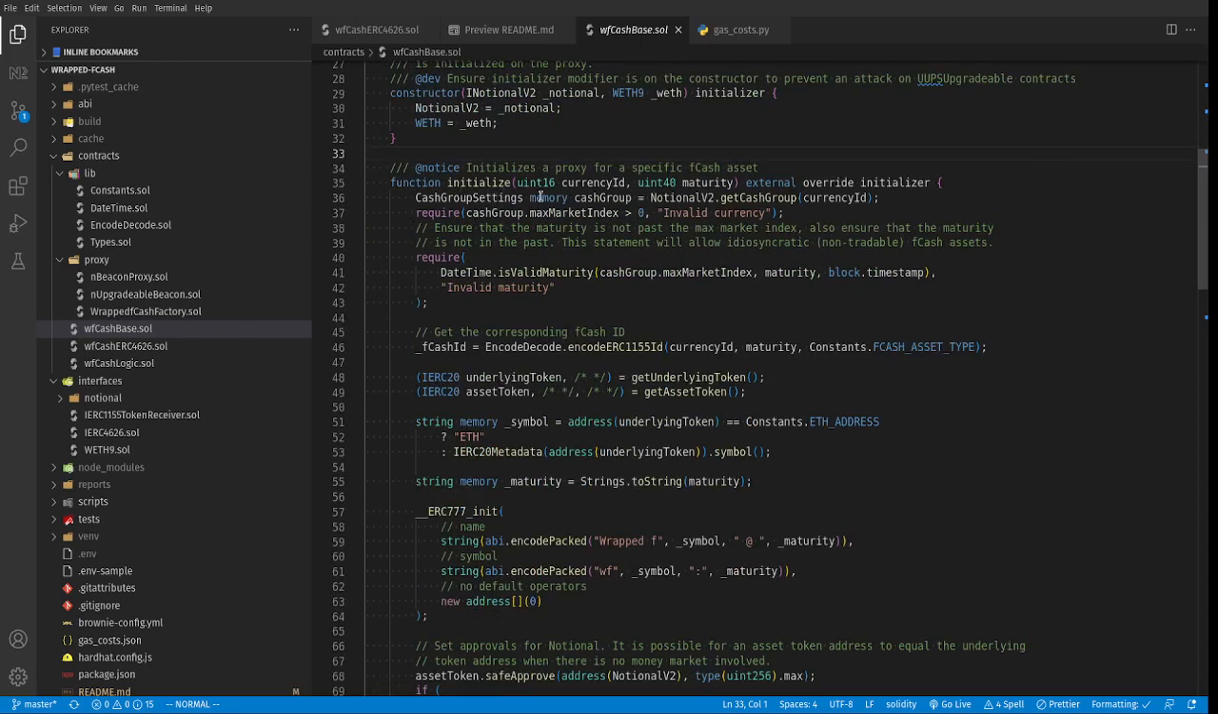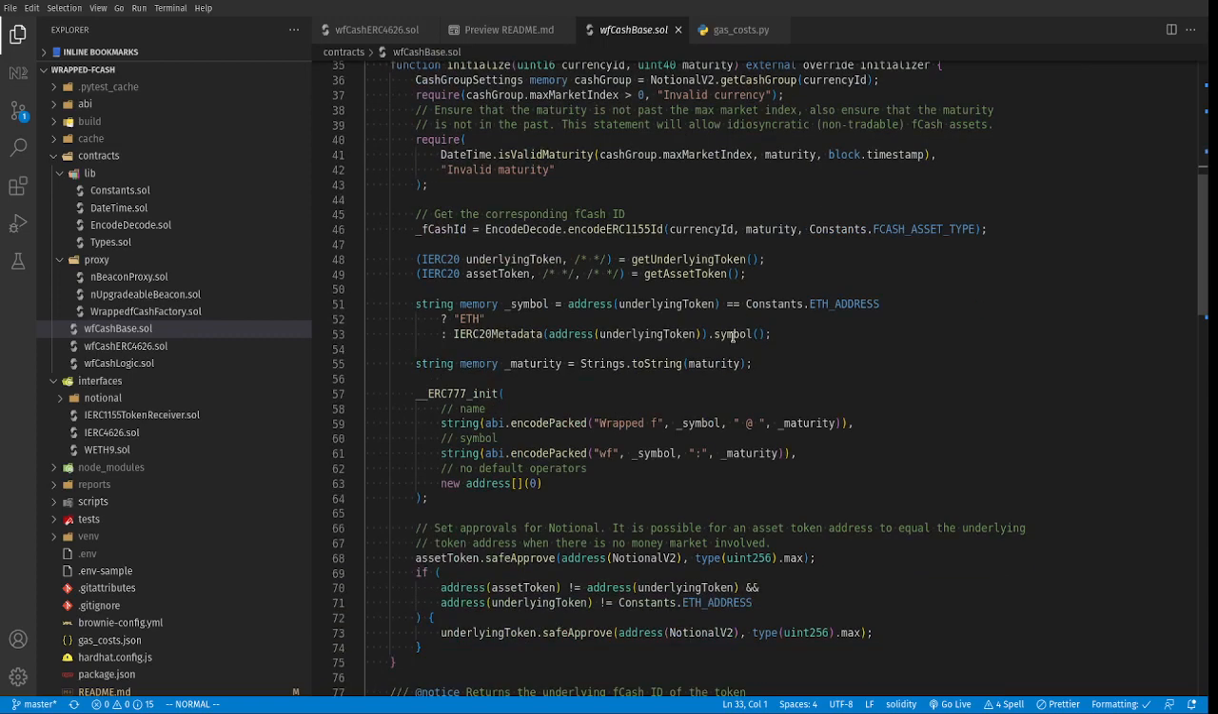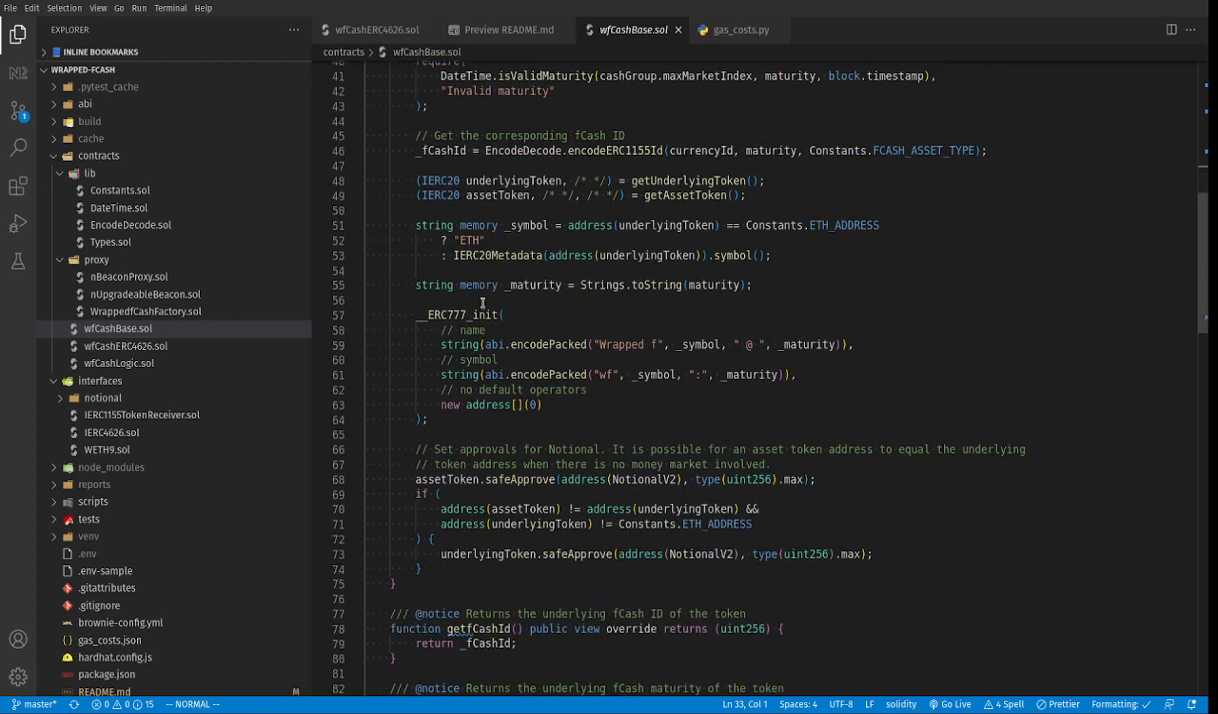So the things we'll ensure is that we'll go get the cash group off Notional. This tells us that this is actually a currency that can be lent or borrowed if the max market index is greater than 0. We'll also check that this is a valid maturity so that it falls on the maturity cadence that we allow for trading on.